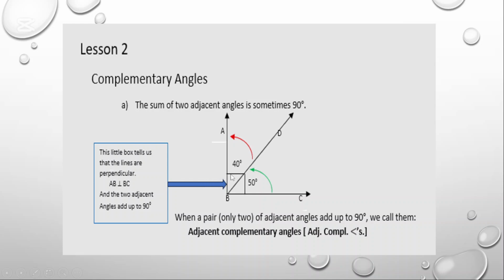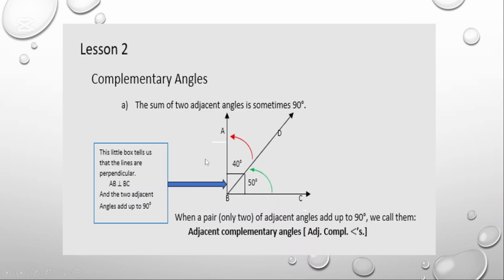Now this little box here tells us that this line and that line are actually perpendicular, because the box tells us that this angle is equal to 90 degrees. This little box tells us that angle ABC is equal to 90. And because it is equal to 90, AB is perpendicular to BC. So that is the symbol here. AB perpendicular to BC. Your symbol for perpendicular is this symbol here.